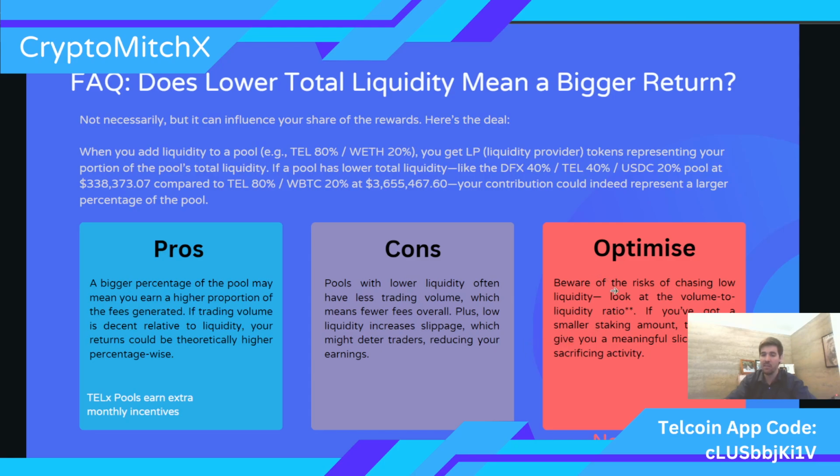How to optimize? Beware of the risks of chasing low liquidity. Look at the volume to liquidity ratio. And if you've got a smaller staking amount, it could give you a meaningful slice without sacrificing activity.